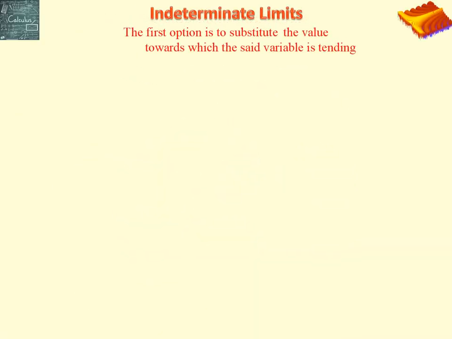Right, we're now working with indeterminate limits. A big word like marmalade meaning something very simple. Remember that when we were finding the values to start with, when you were finding them in maths class, the first option is to substitute the value towards which the said variable is tending and hope that it comes out simply.